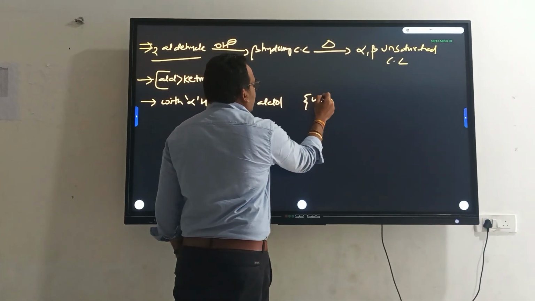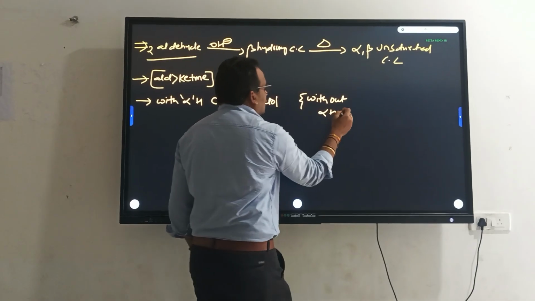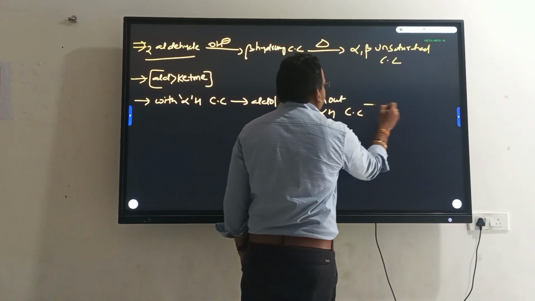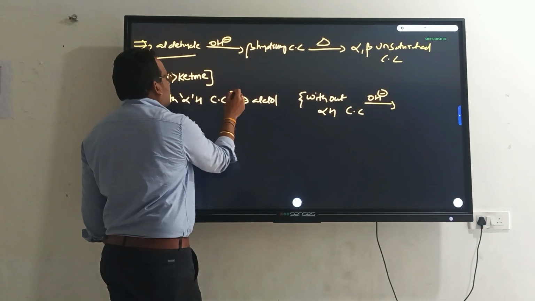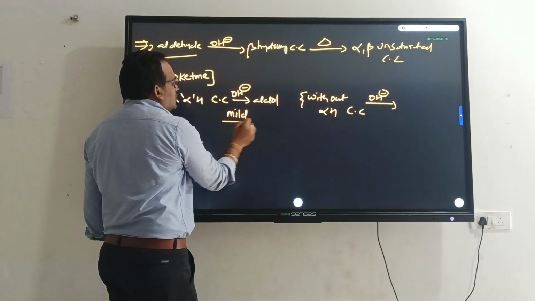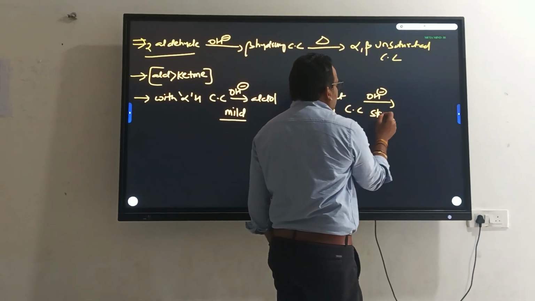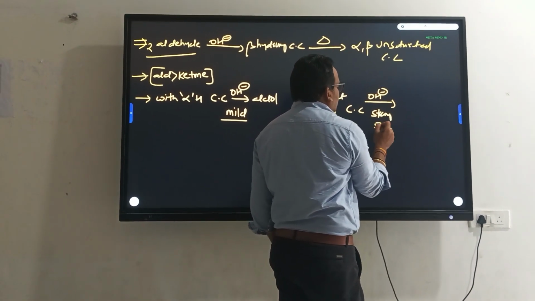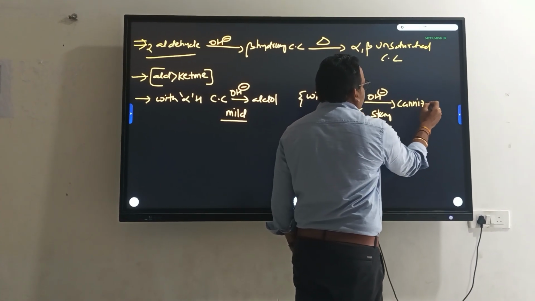And without alpha hydrogen, the carbonyl compound in presence of the base, here also we have to use the base. Here we will generally use a mild base as a catalyst, and here we will use a strong base. Strong base means around 50% concentration. This one will form the Cannizzaro reaction.